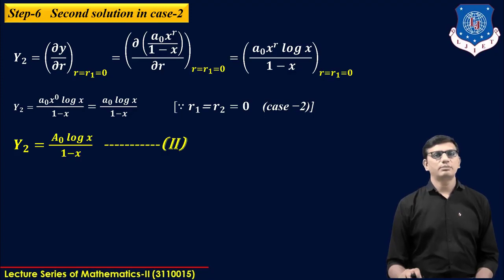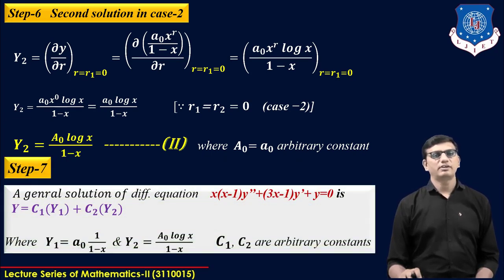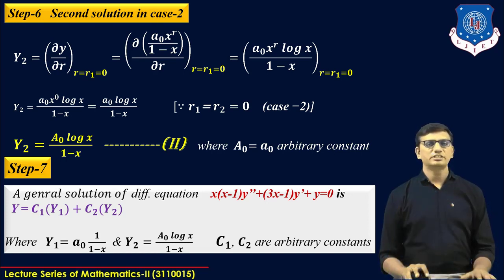Here capital A0 is an arbitrary constant. Now we have the final solution in step number 7, which is y equal to c1y1 plus c2y2, where y1 is equal to a0 into 1 upon 1 minus x and y2 equal to capital A0 log x upon 1 minus x, where c1 and c2 are arbitrary constants. So this is the second case of the Frobenius series method. In this case we studied how to find the power series solution about a regular singular point when our initial roots are equal. Thank you very much.